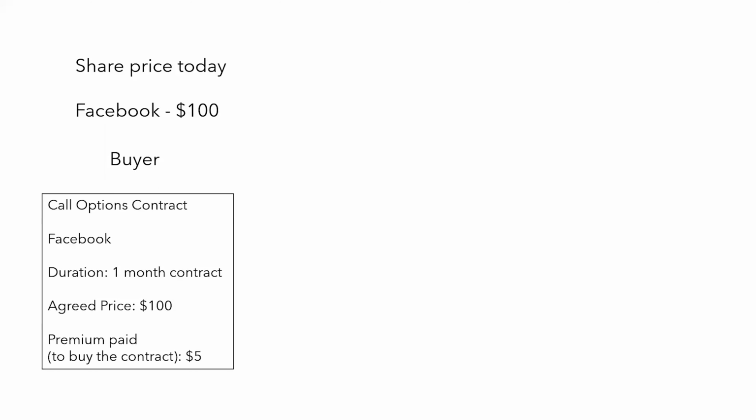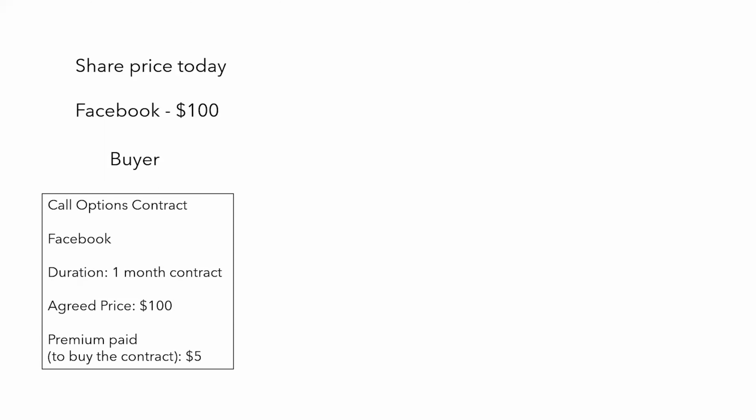Now, going back to my example, let's say for Facebook, it's $100 today. It's not really true, because Facebook is above $300, but just for example's sake, assume that Facebook today is trading at $100 per share. Now, I am a buyer for this example. I am a buyer of a call options contract for Facebook, and I buy it for, let's say, a 1 month duration. Because no matter what, every contract will always have a duration. So take note, this duration is the expiry of it.